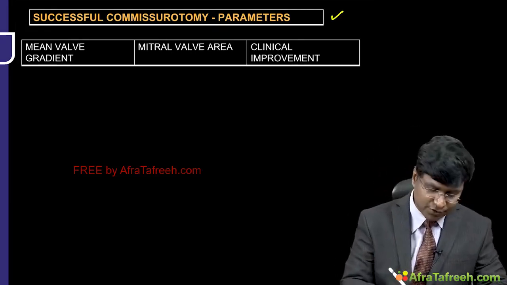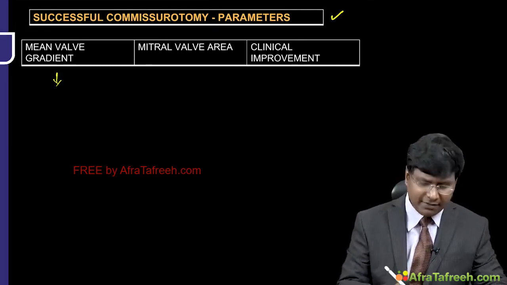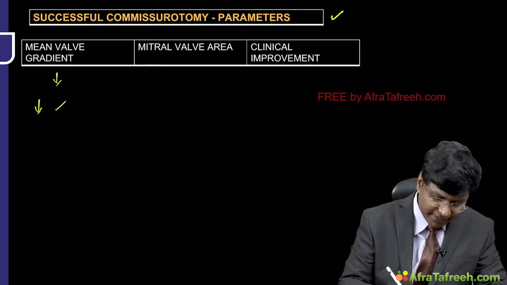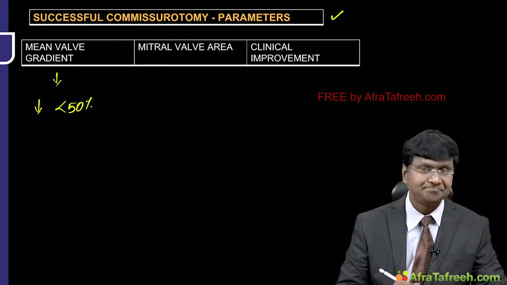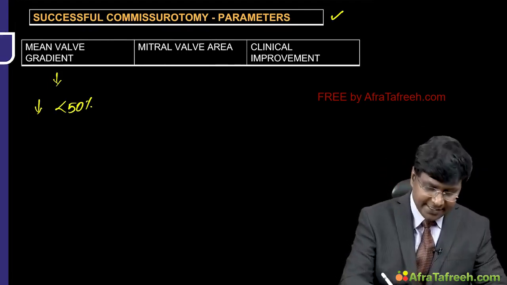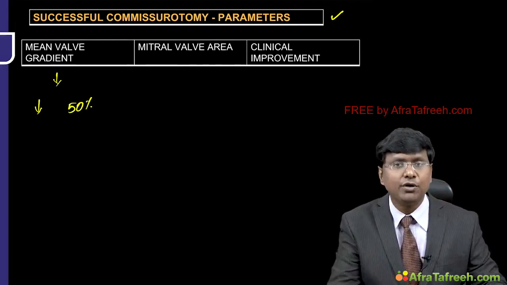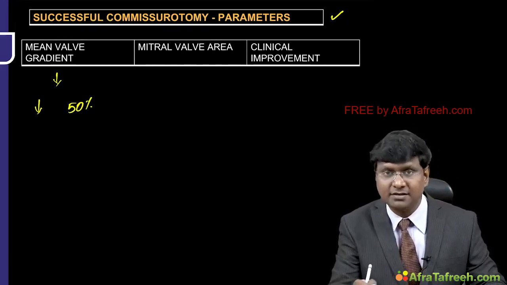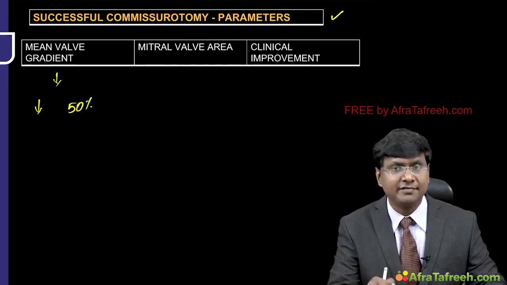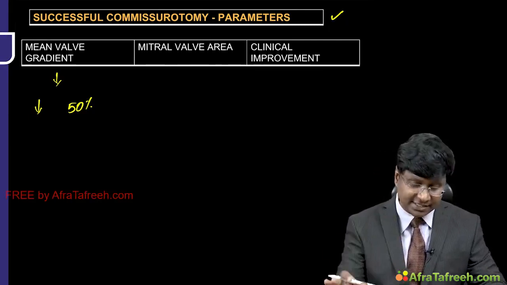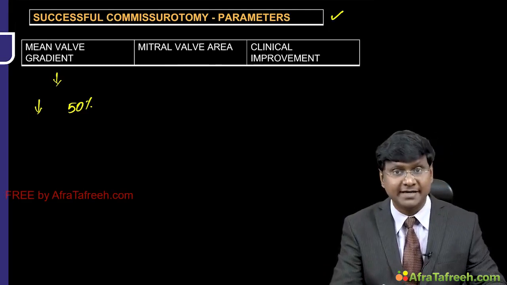First and foremost, the mitral valve gradient has to be reduced by almost 50%. For example, before doing the mitral commissurotomy or mitral valve replacement, if the gradient was 10, now the gradient should be 5. That tells us a successful commissurotomy has been done.